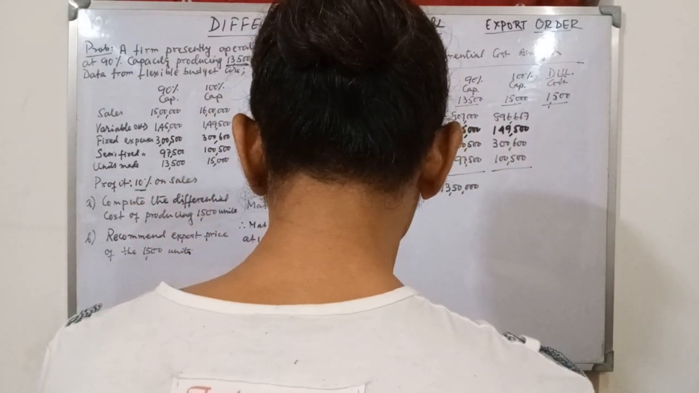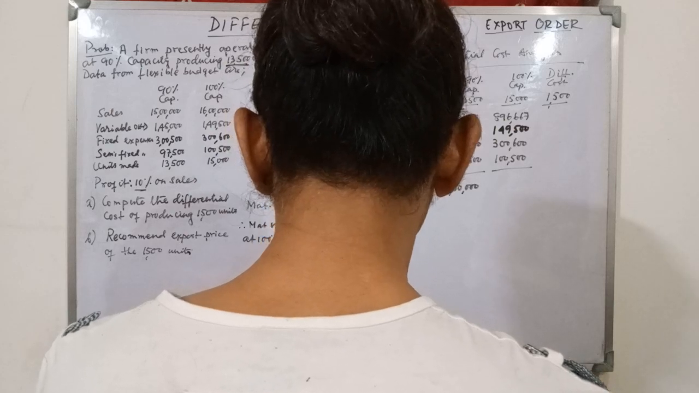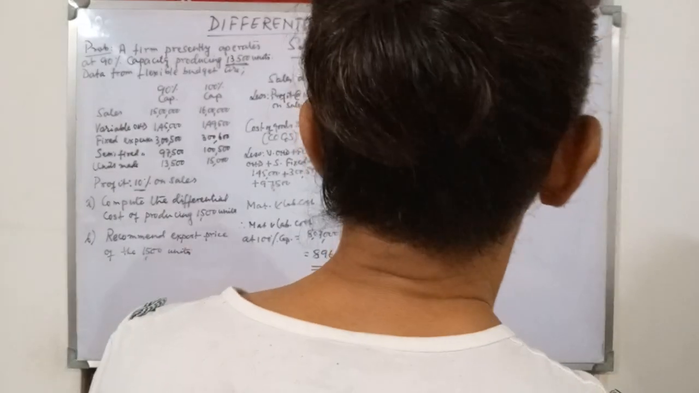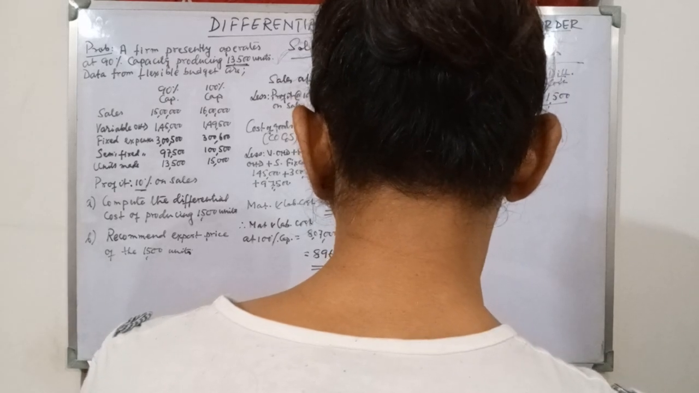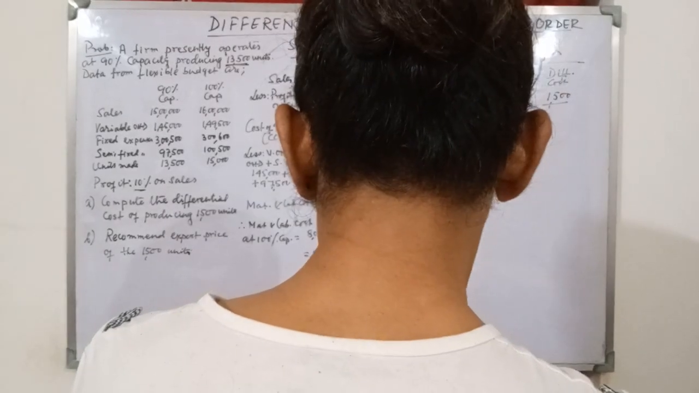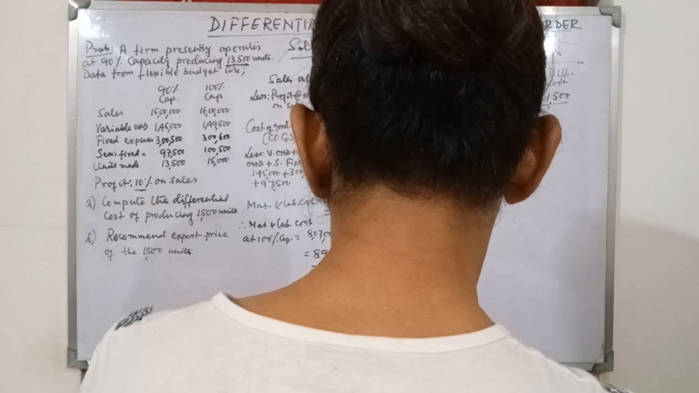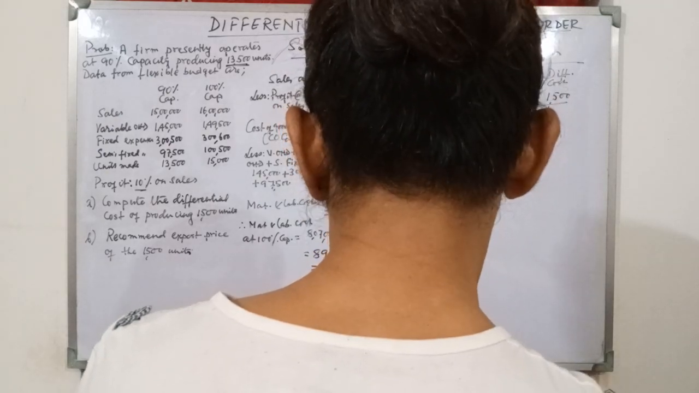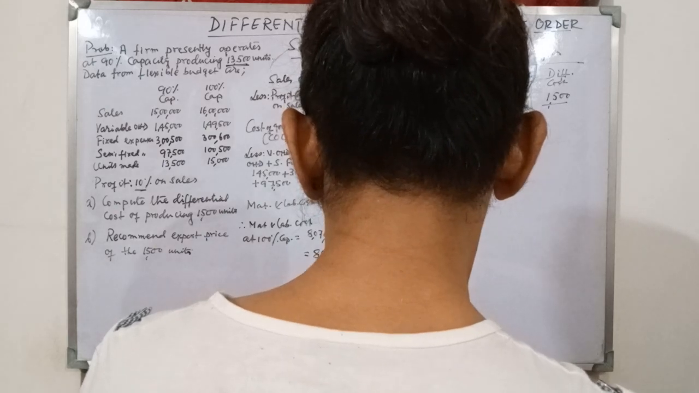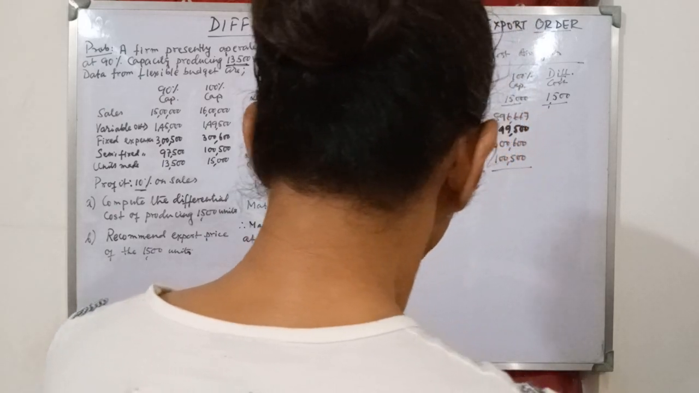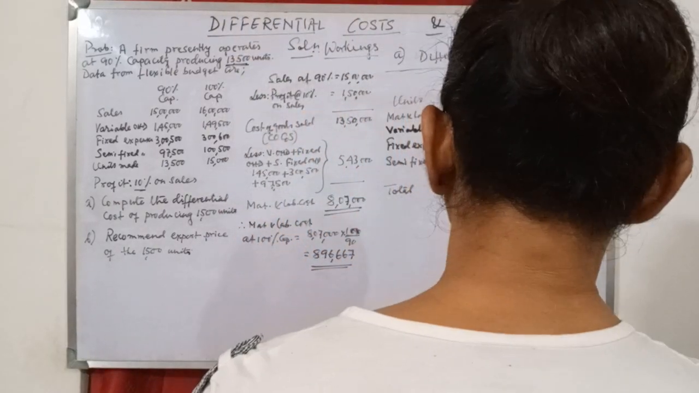896,667 plus 149,500 plus 300,600 plus 100,500. So we get 14,47,267.